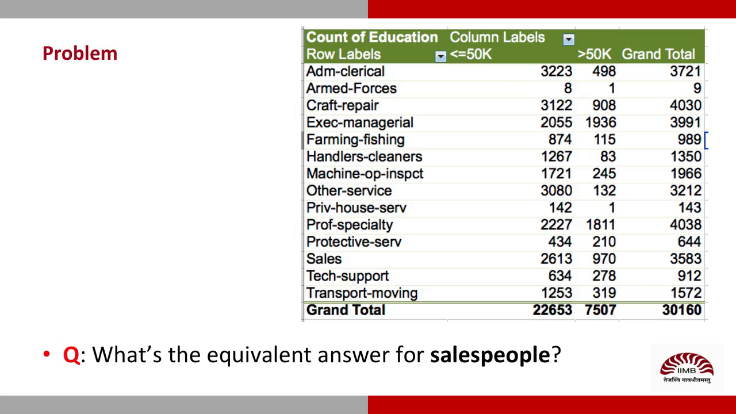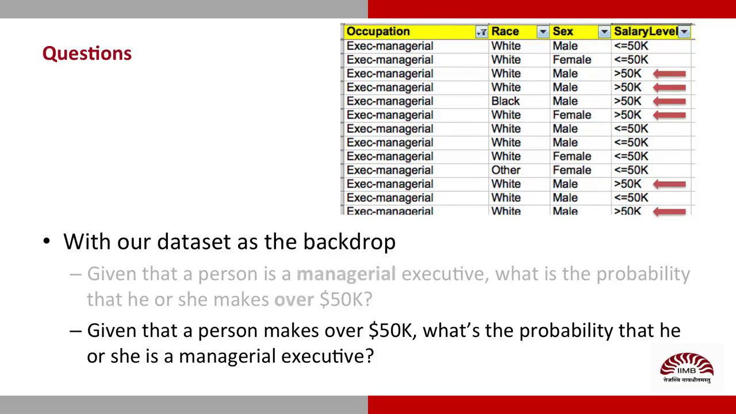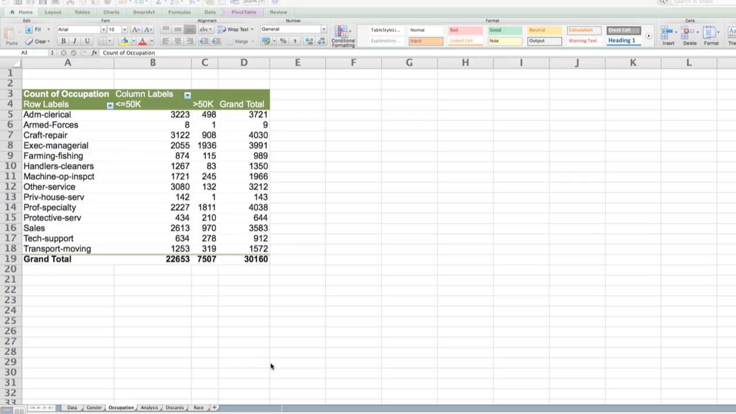Awesome! Now, what if we were looking at salespeople instead? I bet you can crack this one. What's our other question, Lisa? Given that a person makes over $50,000, what is the probability that he or she is a managerial executive? Now, our sample space is everyone who makes over 50K.